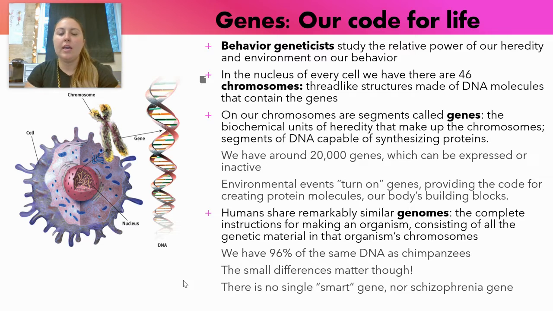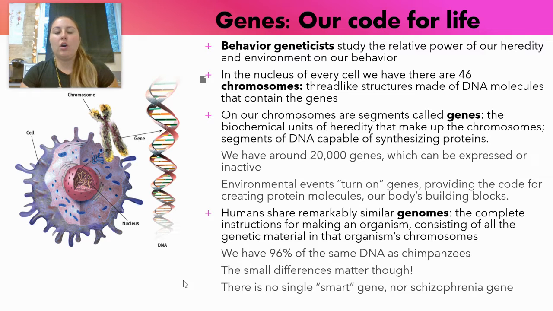Now, let's break it down. In the nucleus of every cell, there are 46 chromosomes total, except for sperm and egg cells. They only have 23. Chromosomes are thread-like structures made of DNA molecules that contain the genes. So, going from largest to smallest, we've got chromosomes, then DNA, then genes. On our chromosomes are segments called genes, and these are basically segments of DNA that tell the body what to do via protein instructions.